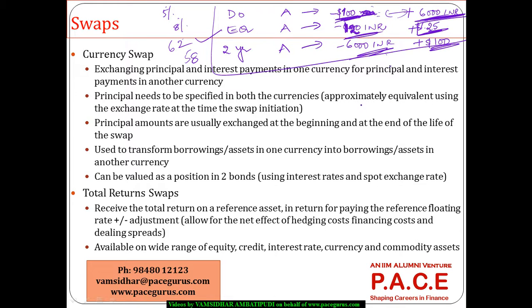Because let's say A has taken a loan in one currency, but it wants to convert it into another currency. Instead of surrendering the loan and taking a fresh loan, it can use a currency swap where it can receive the payment in that same currency and make the payment in some other currency. So the same currency payments which it is receiving and paying are offsetting each other, and the net is that it is left only with the payment of principal and interest in another currency. So overall it has transformed its loan in one currency to another currency. The same logic happens with respect to assets as well.